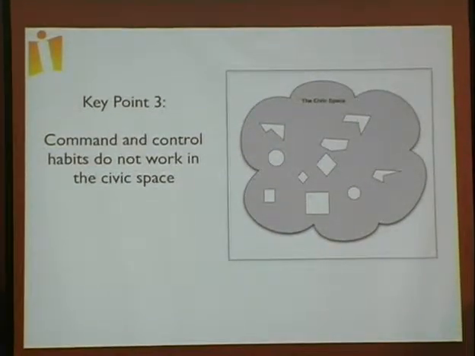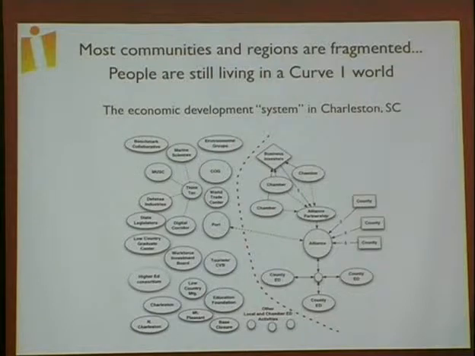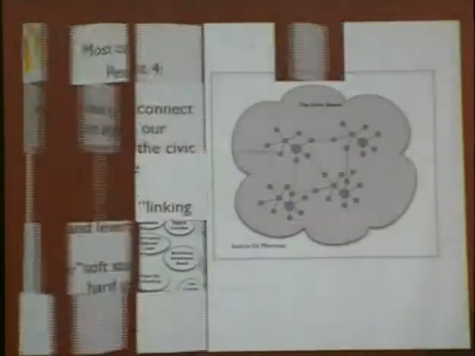Key point number three, the command and control system that operates in this region doesn't work. It will never work. In addition to it not working, it's complex. There are a lot of opportunities out there to link and leverage different organizations. This is the economic development system in Charleston, South Carolina. And you can see how complicated it is. A similar system operates in Northeast Ohio. It's very complicated. It's very complex. You're never going to command and control it.